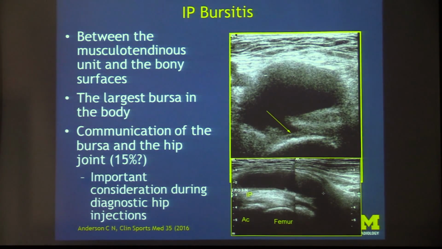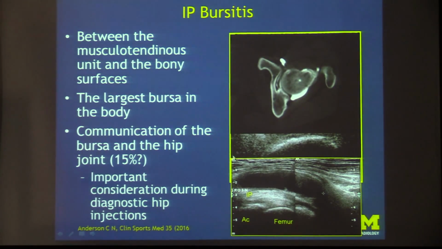So remember that. Here's a short axis ultrasound and a long axis ultrasound, and you can see this anechoic bursa partially encompassing the iliopsoas tendon, connecting to the hip joint, and it's quite a sizable bursa at that as well. Here's a CT arthrogram, and we can see contrast in the joint. However, it's filled the iliopsoas bursa as well because of that potential connection. So remember that when you inject the hip.